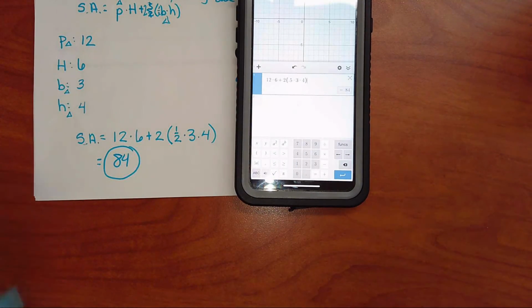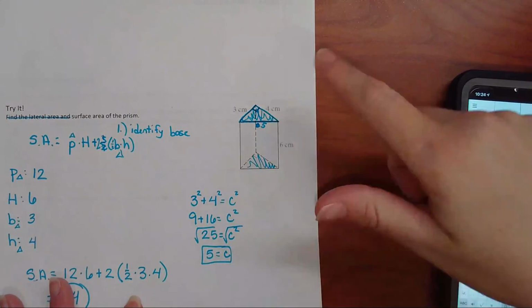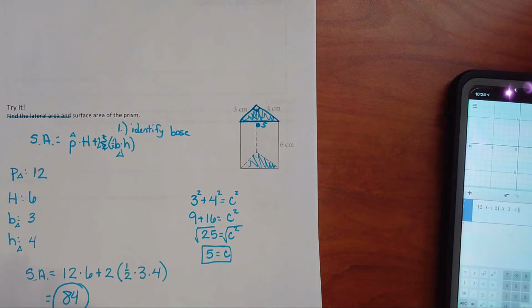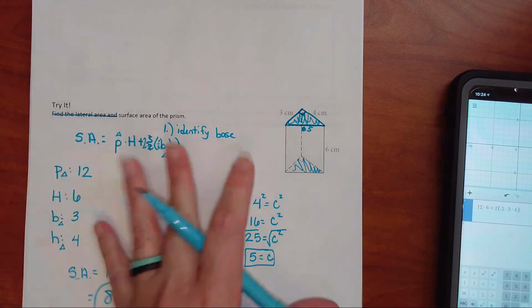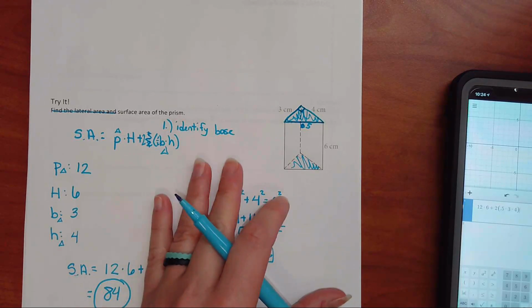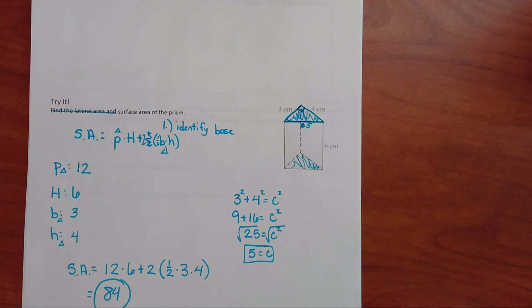So if that was a little confusing, go back. You won't always have to use the Pythagorean theorem. They may give you all of them. Just be really careful today. I think that prisms for surface area are one of the hardest. So just be really careful. If you have any questions, please make sure you reach out.